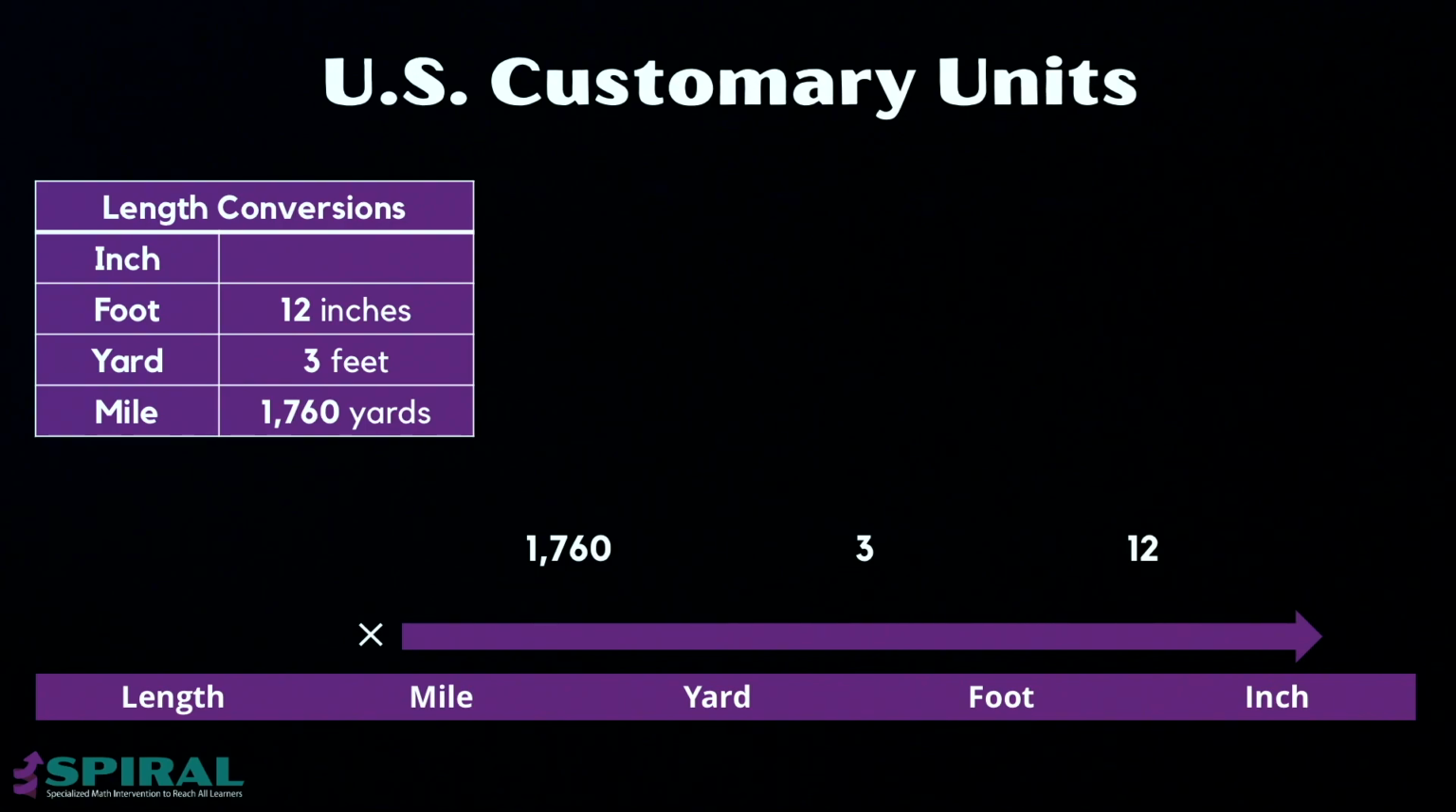When we convert from greater units to smaller units, we're going to multiply. So when we convert from feet to inches, we multiply by 12. When we convert from yards to feet, we multiply by 3. And when we convert from miles to yards, we multiply by 1,760.